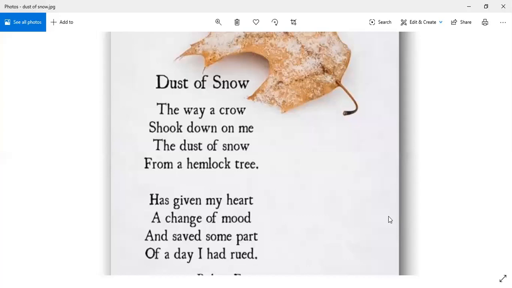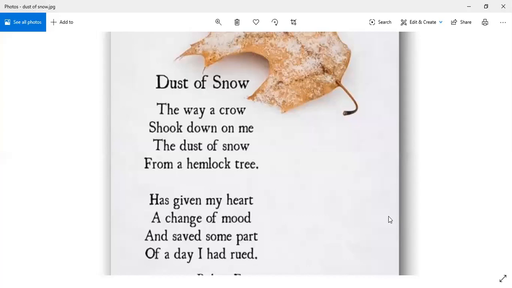Now, see the second line of the poem: shook down on me. Can you see the O in shook, O in down, and O in on? This is assonance. Assonance means that vowel sounds are repeated in any part of a poem. It can be possible that sometimes vowel sounds are repeated or sometimes consonant sounds are repeated. Here, because O, which is a vowel, is repeating, it is assonance.